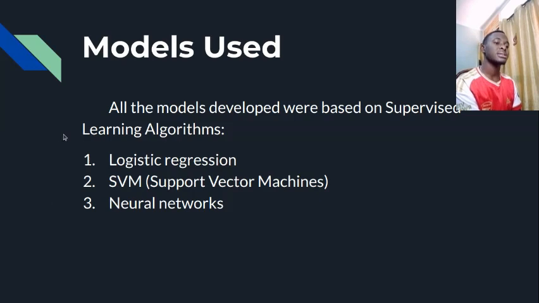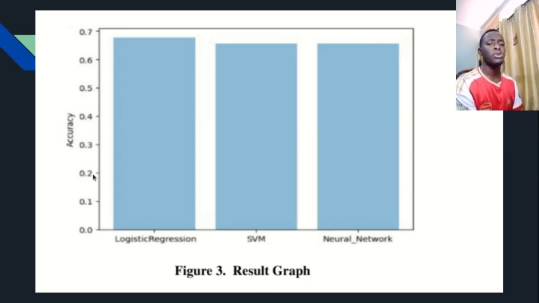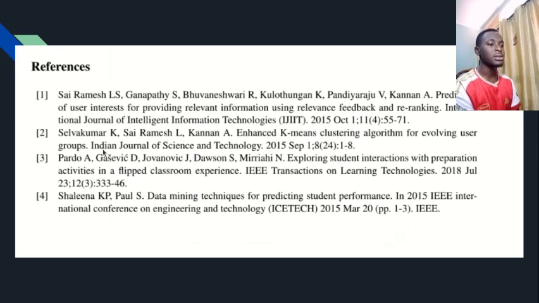The models used were logistic regression, SVM, and neural networks. They developed three models and based on all three, they generated results. The competition was really high, but the best model was logistic regression, then the SVM, and then the neural network. Logistic regression was more accurate than the other two, but the difference is not that big. Those are the references to where they got their data from, the book, and so on.